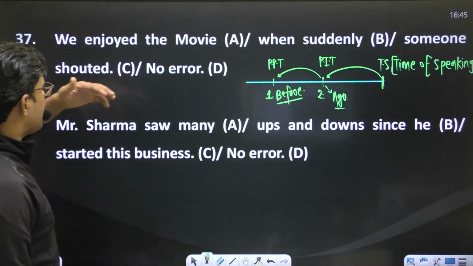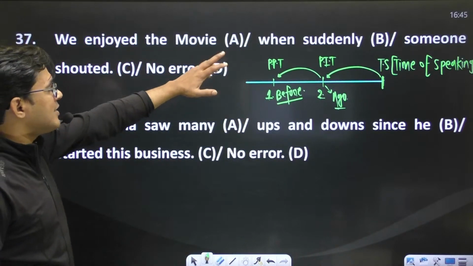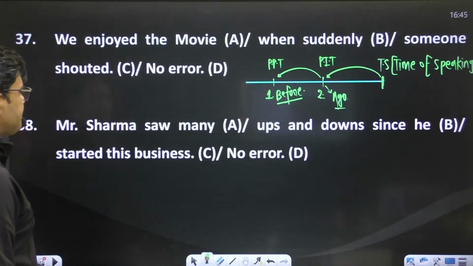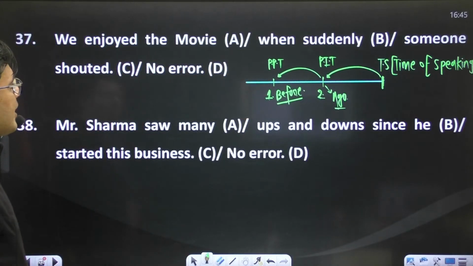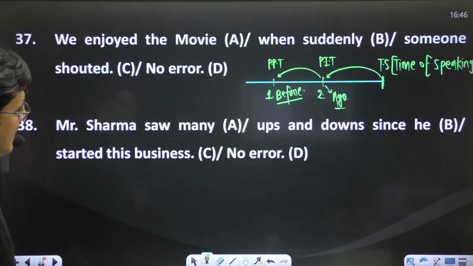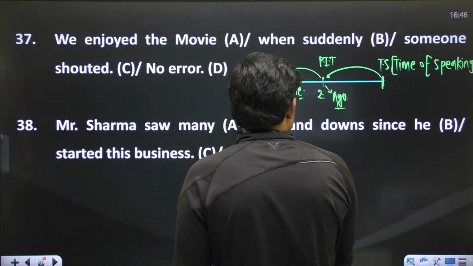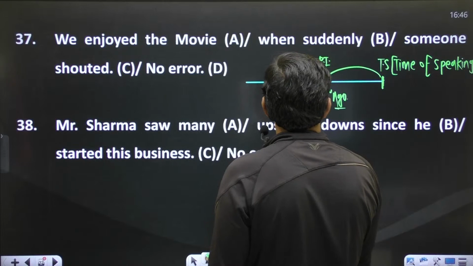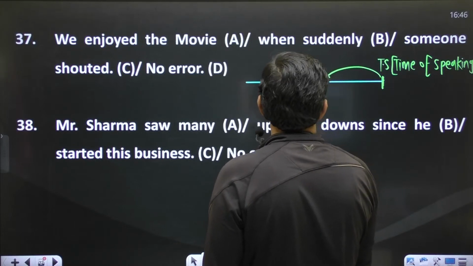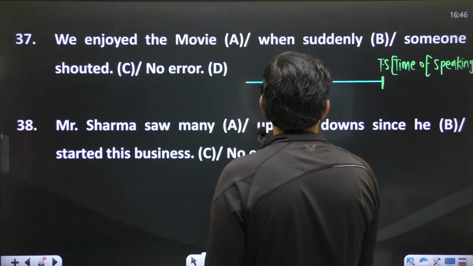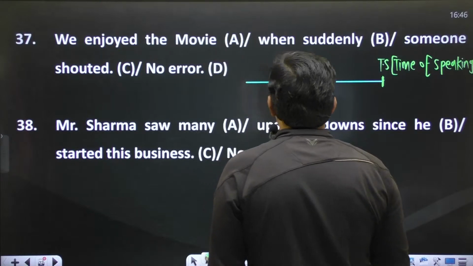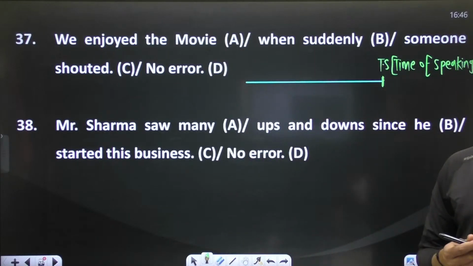Now if you apply it in the sentence: we enjoyed the movie when suddenly someone shouted. Okay, this is a different case. Sorry. Now the concept is, understand it again.